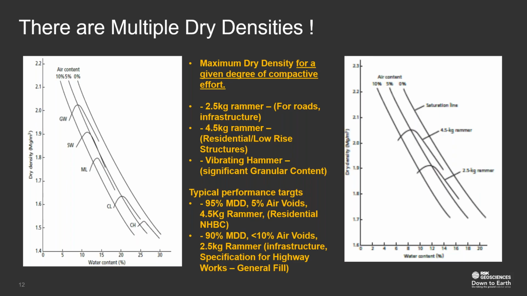Now, there's more than one maximum dry density. The maximum dry density will vary dependent on the material that you're using, as you can see in the diagrams on the left, but it also varies with the amount of compactive effort that you're applying to the soil. Generally, the more compactive effort you're applying, the lower the optimum moisture content will be, and the higher the maximum dry density that you will be able to attain.